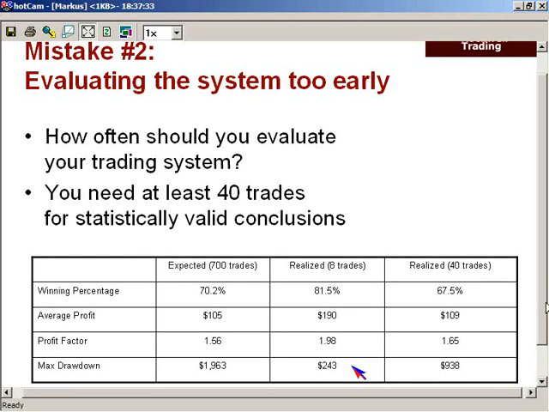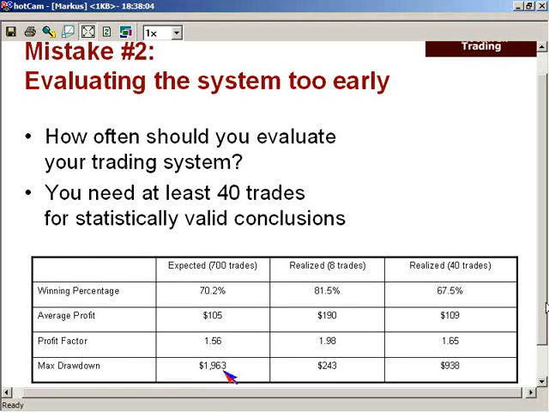Okay, and then they start increasing their contract size and do all kinds of crazy things. No, you don't want to do this. You see, realized after 40 trades, the system normalized itself. Now the winning percentage after 40 trades, 32 more trades, is 67.5, way closer to the expected 72. The average profit is 109 versus 105 expected. Slightly better in the profit factor because we had a good run in the first 8 trades, and the drawdown thus far has been less than expected.